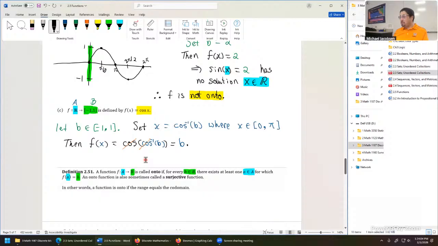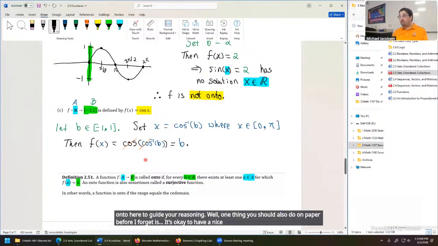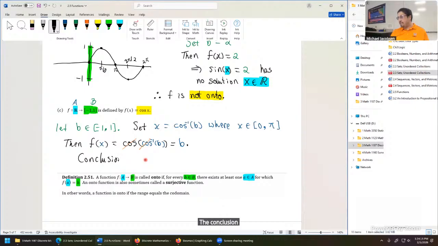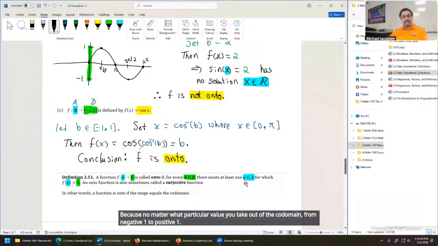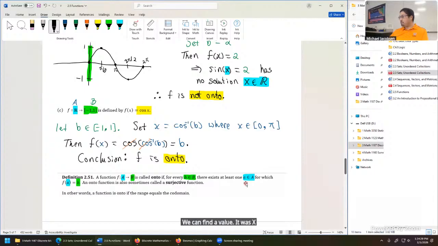Well, one thing you should also do on paper before I forget is, it's okay to have a nice argument, but never forget the conclusion. That's super important, like I was about to forget. The conclusion, let me just emphasize it because I nearly forgot it, is f is onto. Because no matter what particular value you take out of the codomain from -1 to +1, we can find a value. It was x equals cosine inverse b, solving that equation, mapping into the b value in the codomain.